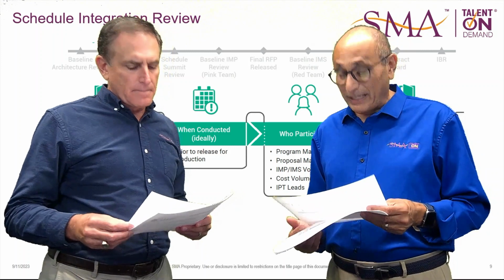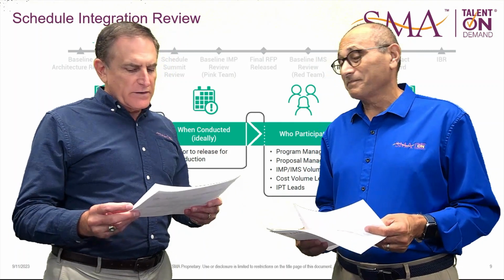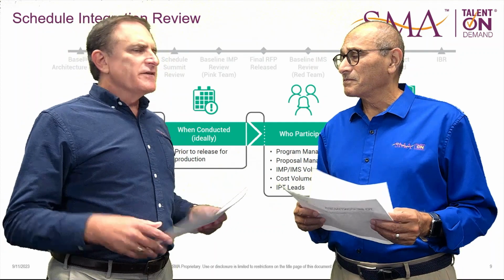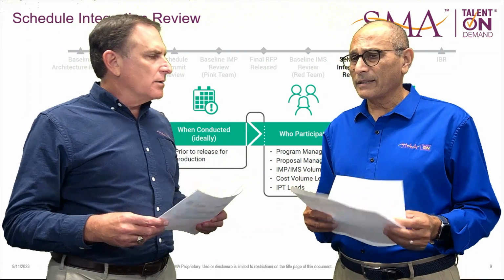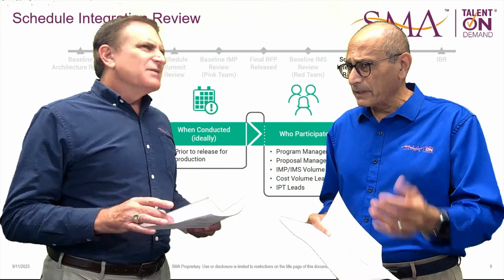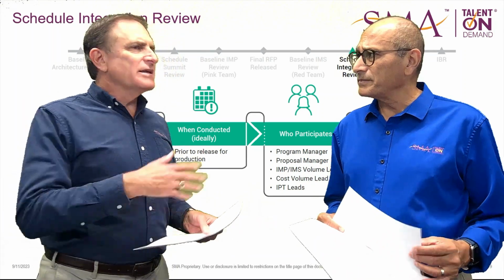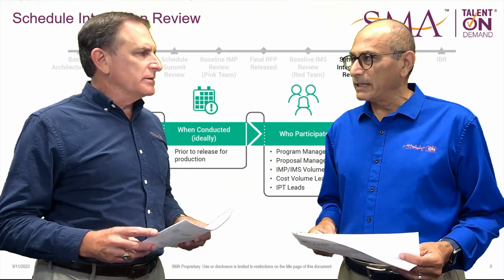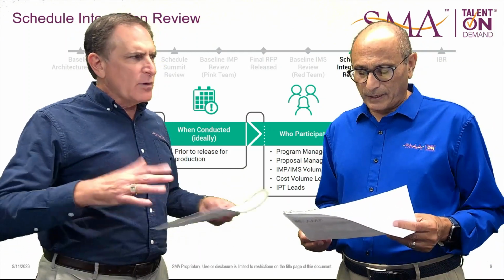Got it. All right. Now, when is this done? So we do this prior to the release for production. This is one of the last things we do before. So maybe before the gold team review? Probably right around gold team. Ideally before, because your production team's going to have enough to do after gold team. Right. So at least get them this, but right around that time.